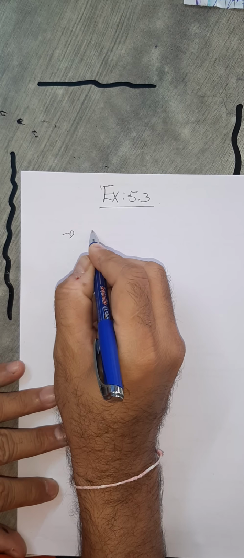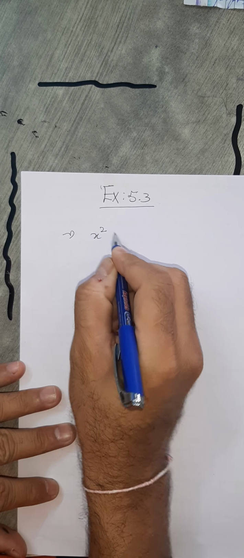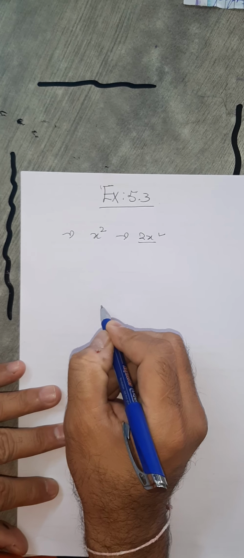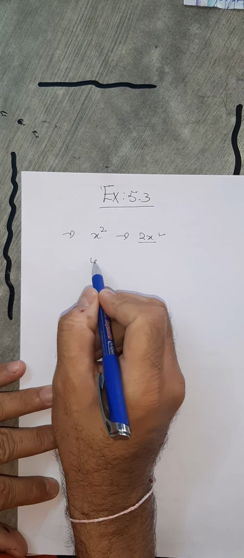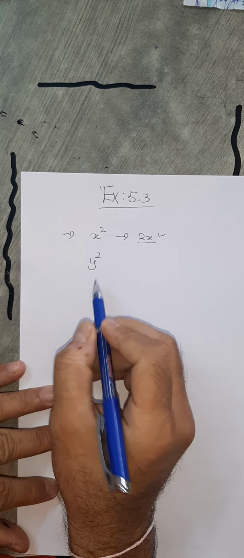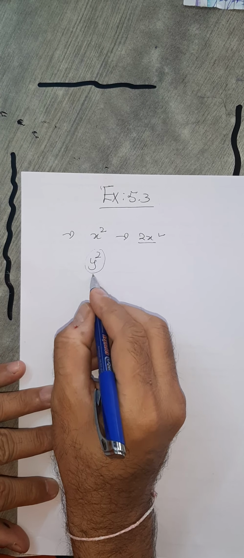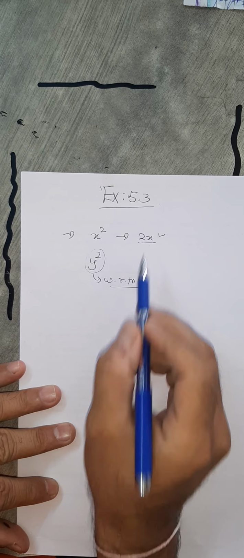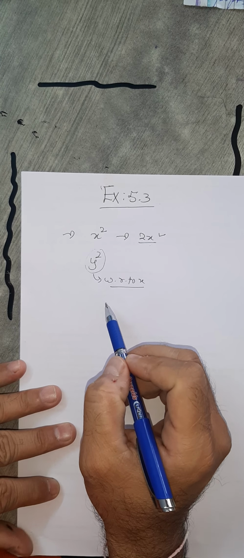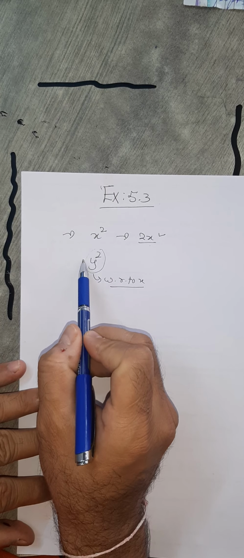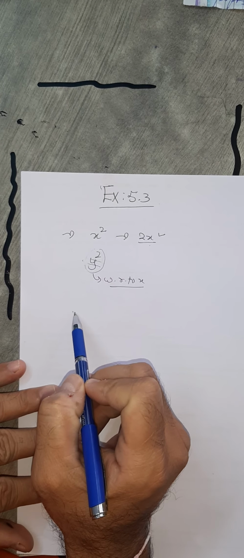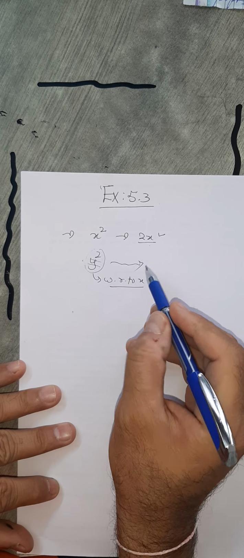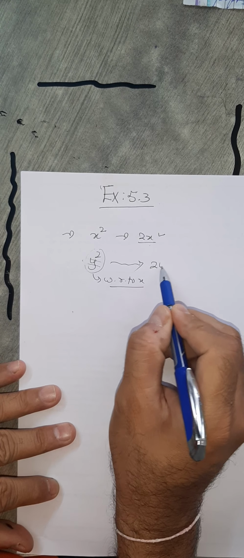Suppose we have x square. So what's the derivative of x square with respect to x? 2x. Now suppose I have y square. Now derivative of y square with respect to x is not 2x, remember. So what we do is, we imagine these are x, chain rule in short. So what is derivative of y square? That is 2y.